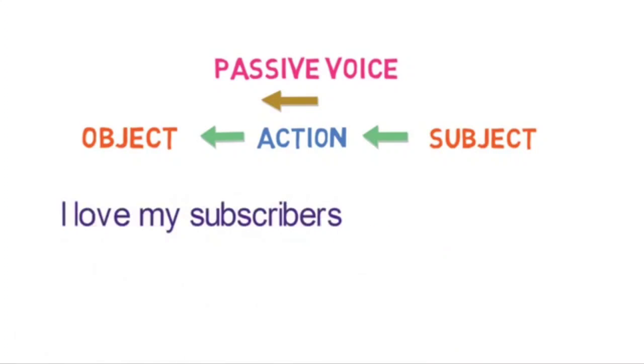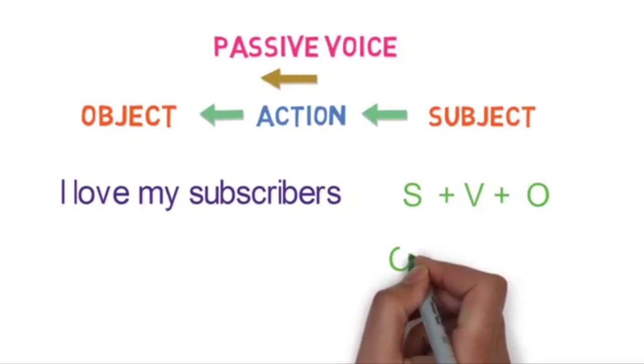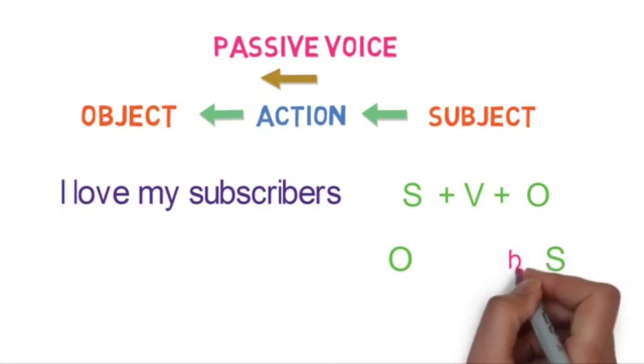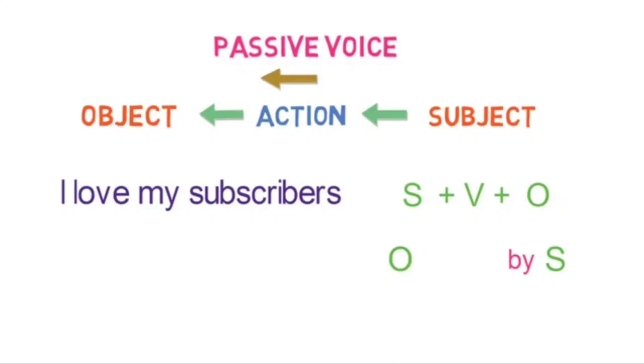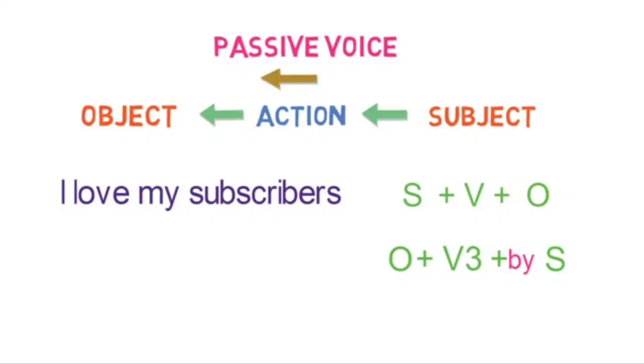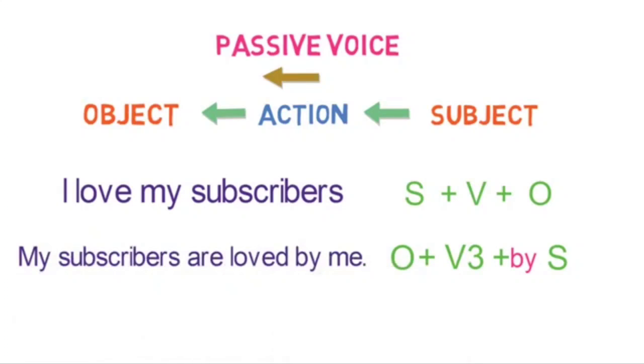So in this sentence, I love my subscriber, it is an active sentence. Here I is the subject, love is a verb and my subscriber is the object. Children, as I told you, in passive voice the subject takes the place of object and object takes the place of subject with the keyword by being added to it. Plus verb 3. So object plus verb 3 plus by plus subject. The verb's third form must be used. So children, when you change this sentence into passive, look at here. My subscribers are loved by me.